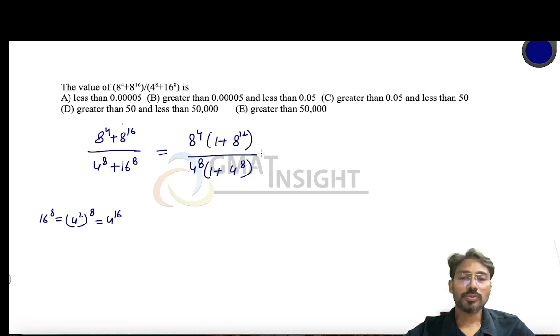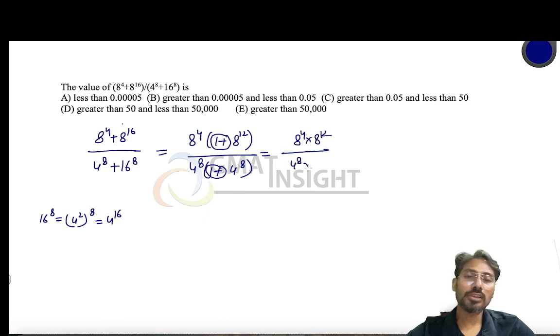Now in this case you realize that 8 to the power 12 is a far bigger number than just 1. So adding 1 to this value does not make any significant difference to the actual value. And the same is true when the 1 is added to 4 to the power 8. That means these 1s are almost negligible. And because the question is expecting approximation from us, that's what we should be doing. That means the numerator is the same as 8 to the power 4 times 8 to the power 12, and the denominator is 4 to the power 8 times 4 to the power 8.